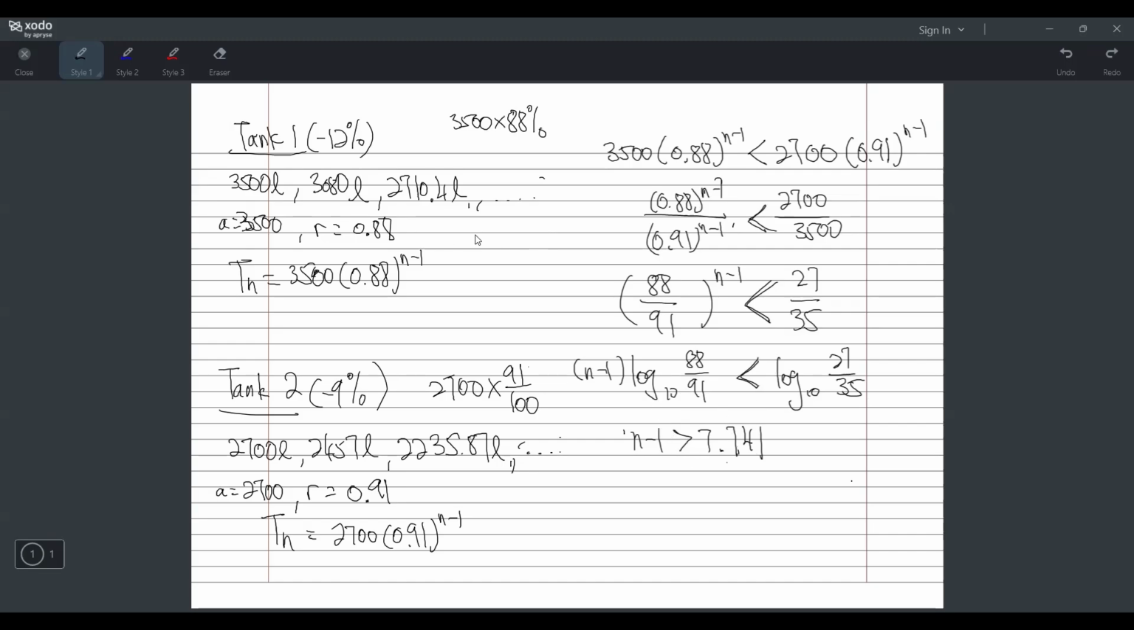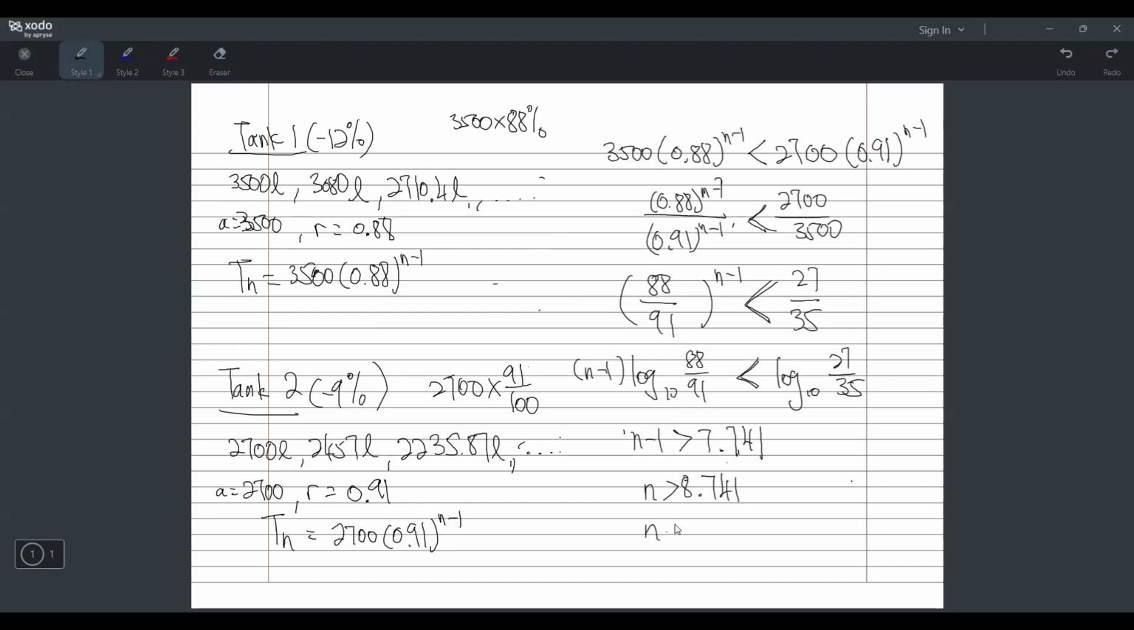Just remember this: when you press log of 0 point something, you will always get negative. It doesn't matter 0 point what, as long as it is log of 0 point something, you always get negative. But you can just check in your exam. If you're not sure, just press the calculator on the spot, then you can find out whether you are dividing by a negative or not. So now it becomes n bigger than 7.741 plus 1, which is 8.741.